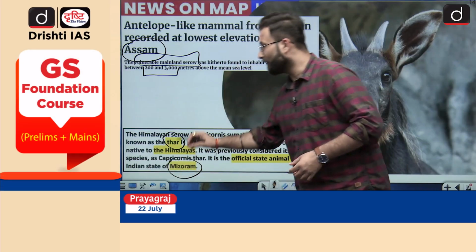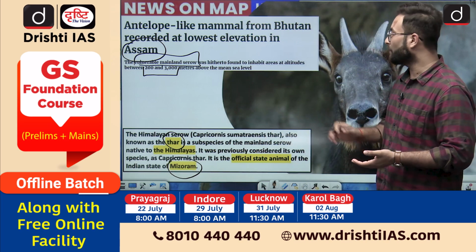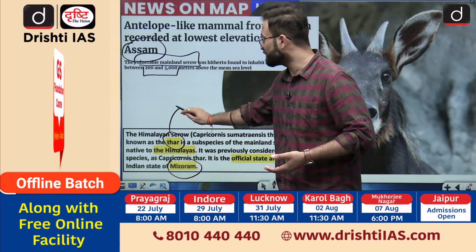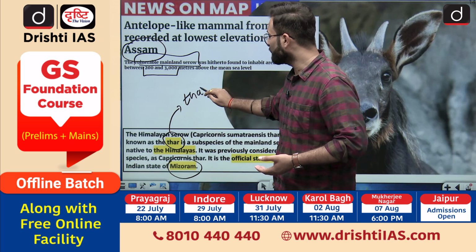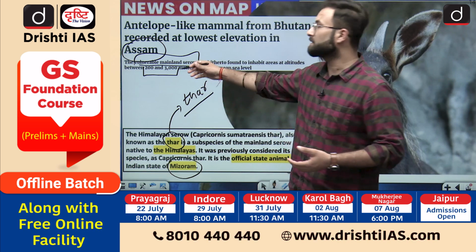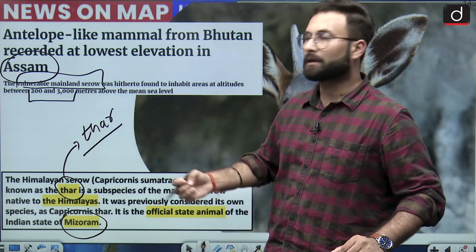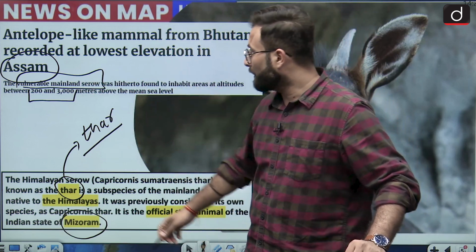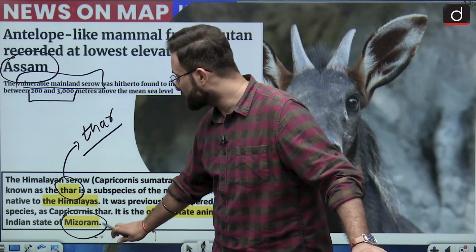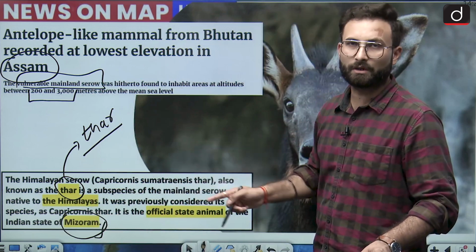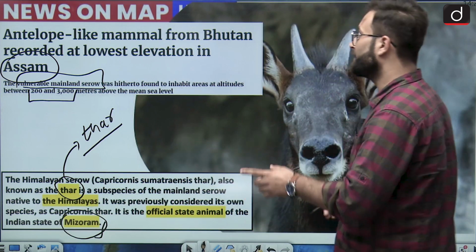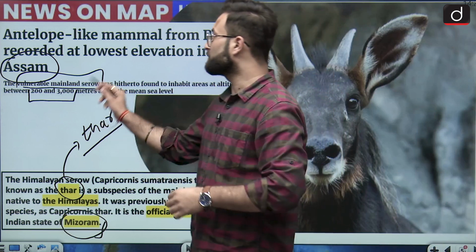So from this discussion, what is important is that we also call this particular species Thar. That is one thing. Second thing is, it is generally found at the higher altitudes, but recently it was found in Assam as well. Other than that, it is a state animal of the state of Mizoram in India. We have discussed the IUCN status, that is vulnerable.